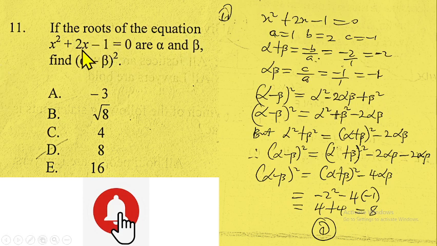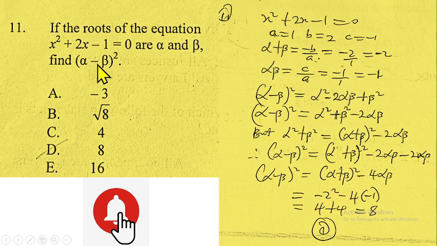So like I said, this question is from sum and product of roots of a quadratic equation. What you need to do is get the sum and product. We know that our a is 1, being the coefficient of s squared, our b is 2, and our c is minus 1. Since alpha and beta are the roots, alpha plus beta equals minus b over a. Our b is 2, that gives minus 2 over 1, which is minus 2. The product of the roots, alpha beta, is c over a, which is minus 1 over 1, giving minus 1.